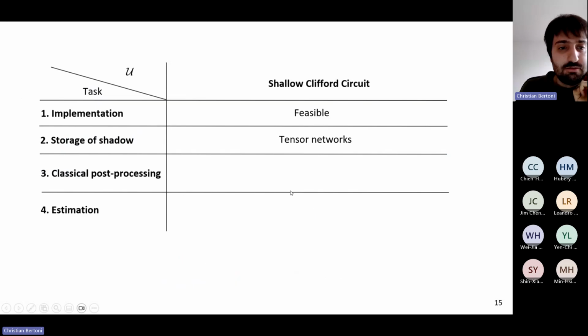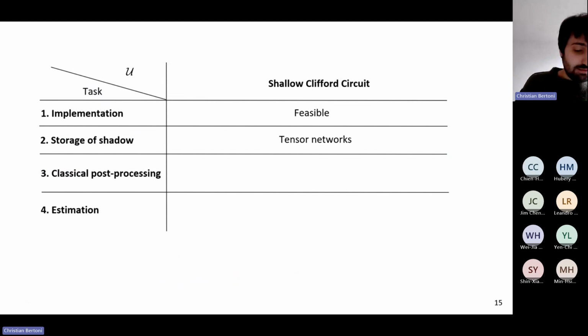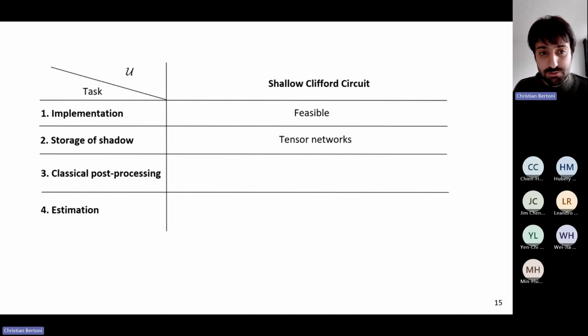Right. So now we know that we can implement our unitaries that do the measurement, and we get some snapshots which we can store on the classical computer using tensor networks as this MPS. And now we have a classical computer which is full of the snapshots. What do we do with them? We are interested in estimating some observables, and this requires the classical post-processing. And this is where, let's say, the more analytically difficult things start, because we lose the group structure.